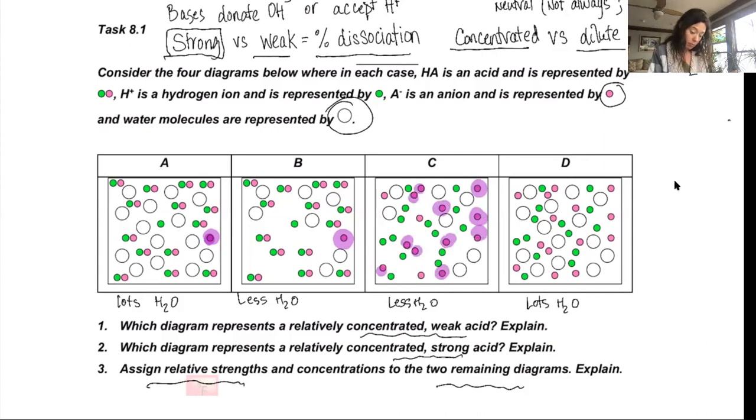Okay. Right? They appear to be. And here they also appear to be quite all over the place. So I think we just found the answers to our questions. Okay. Those are our hydrogen ions. Which diagram is relatively concentrated, but it is weak? Well, that would be where we have this weak, only one has dissociated and there's less water. So that would be B. And I just told you why. There are many unionized molecules in a little bit of water.